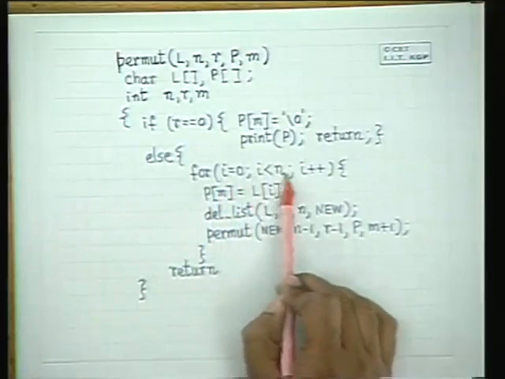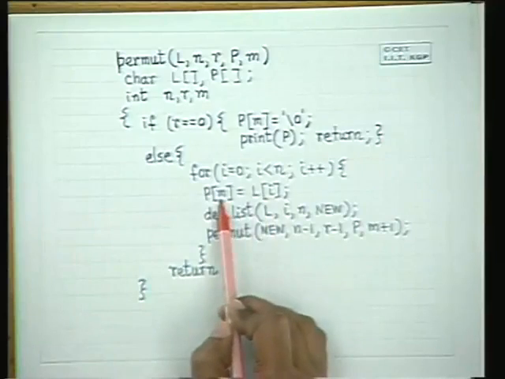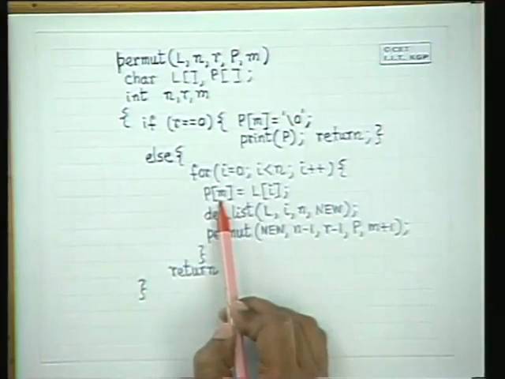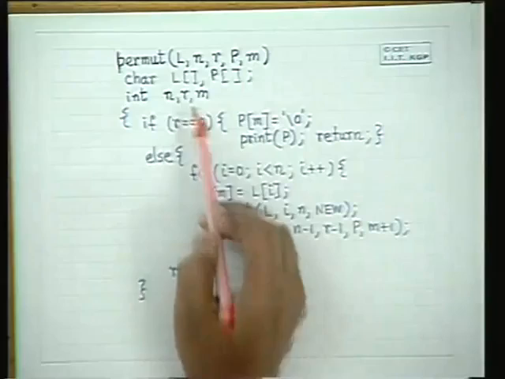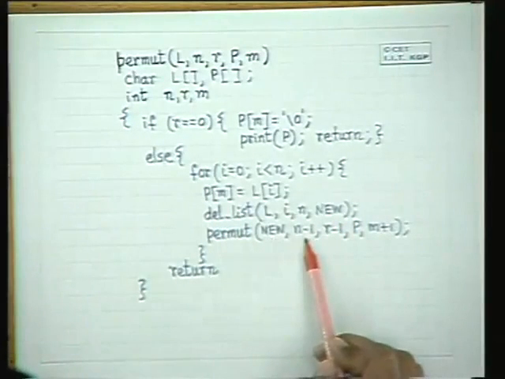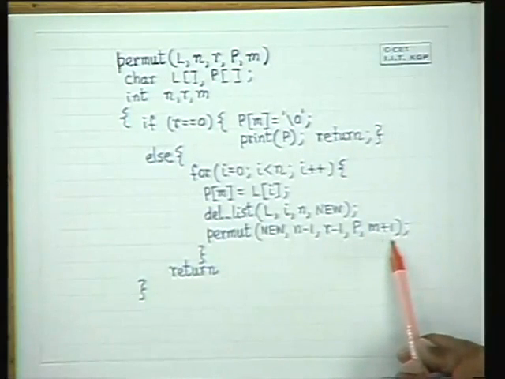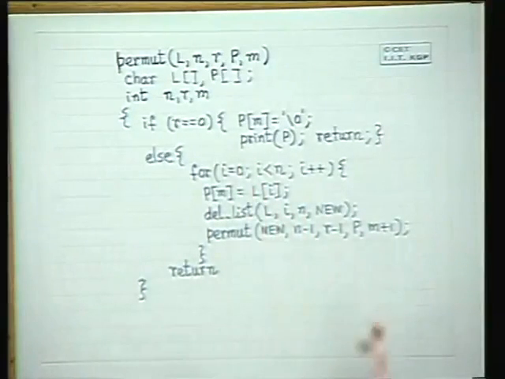Otherwise, again for I equal to 0 to N, you have to find out what is Li and you have to store it in PM, because we are going to pass this down. Again delete list and get the new list and call permute with new list, N minus 1, R minus 1, P, and M incremented by 1. Is that okay? So if we just do this, we will be able to solve our permutation problem using simple character strings and arrays. We would also like to do it using the data structures, lists and other things, which we shall come to. Any questions?